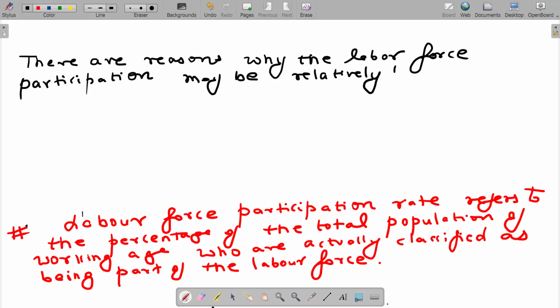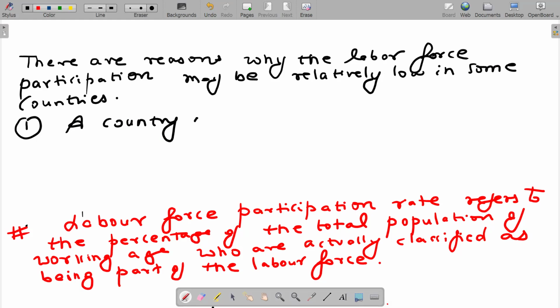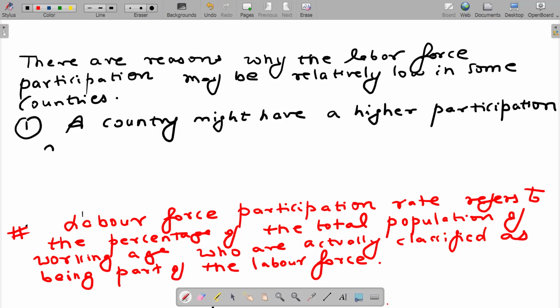May be relatively low in some countries. First reason would be that it might include a higher participation rate in higher education. A country might have a higher participation rate in higher education.